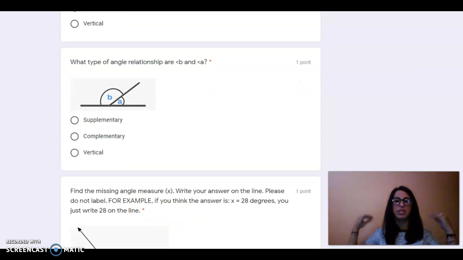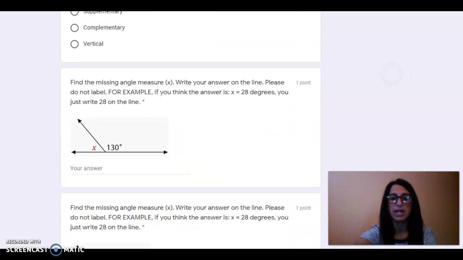What type of angle relationship are B and A? So they are on a straight line and they are next to each other. So this whole thing is 180. So which one means when you add the two angles together, it equals 180? Supplementary angles, complementary angles, or vertical angles? Okay, next one.